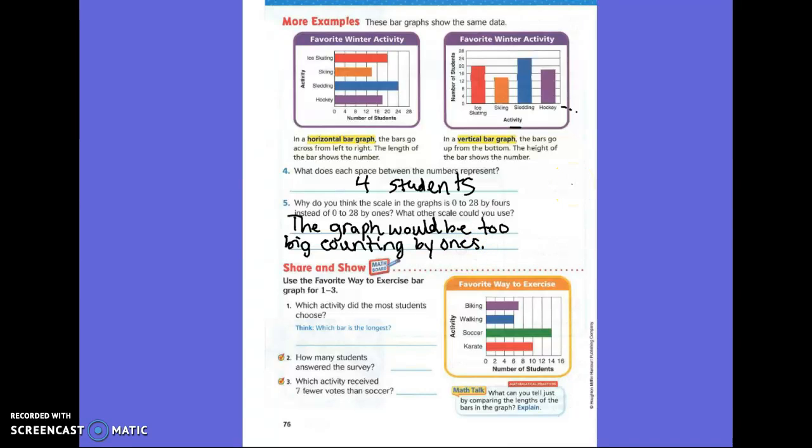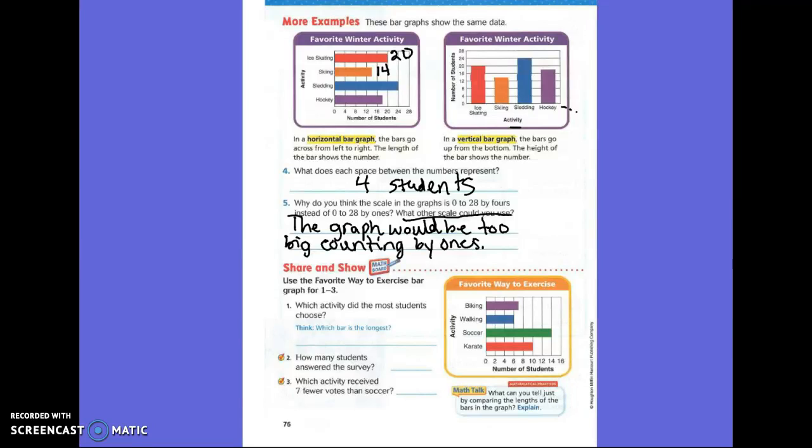Okay, that wasn't the only question. The other question is, what other scale could you use? Instead of counting by fours, what other thing could we do? Well, you have to look at all the numbers first. Skating is how many? 20. Then skiing. It is in between 12 and 16. What number is right in the middle between 12 and 16? 14.